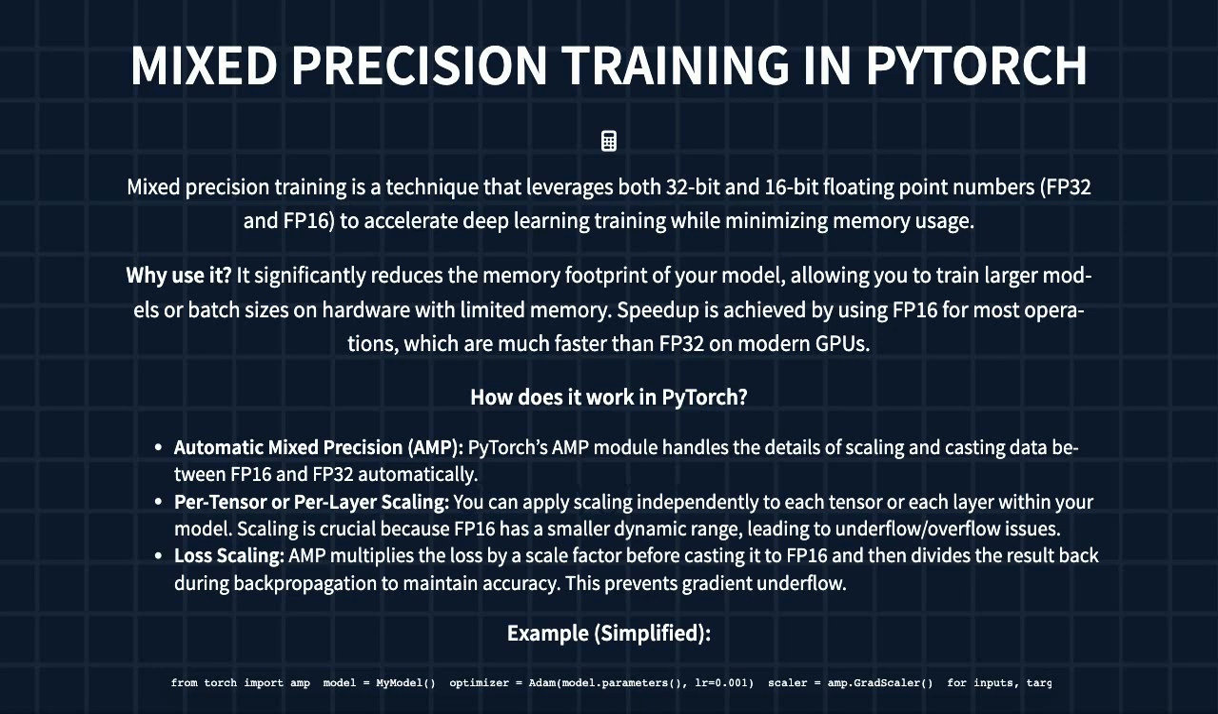PyTorch's automatic mixed precision module makes this process pretty easy. It handles the details automatically. It uses a technique called loss scaling to prevent problems with underflow during training and dramatically speeds up your training time.